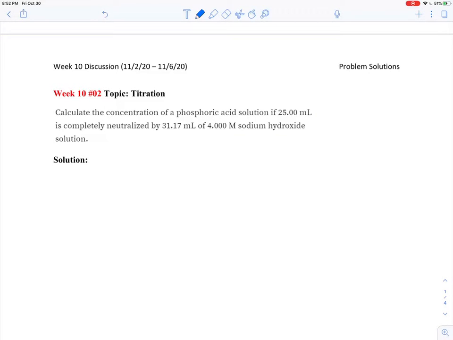Okay, so number 2 is a question about titration. They are talking about titrating a phosphoric acid solution of this volume, which is completely neutralized by this volume of sodium hydroxide at that molar concentration. So now, in the titration, your titrant is OH minus.